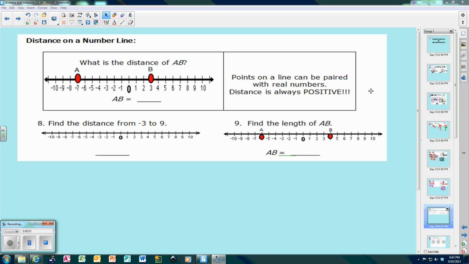Okay, now here we go. We're talking about distance this time. Distance is actually how far it is from one thing to the next. Not where it's at, but how far away it is from each other. For example, what is the distance of AB?